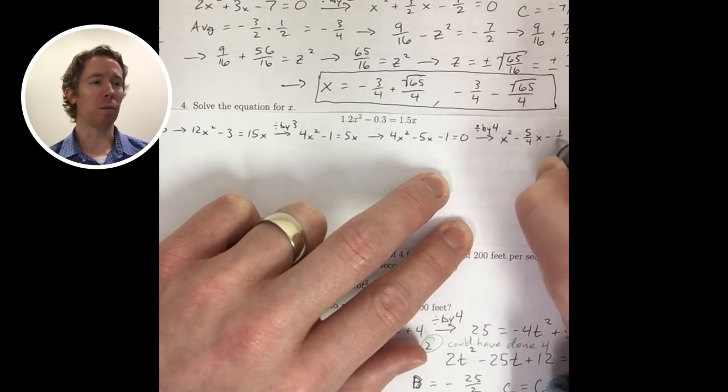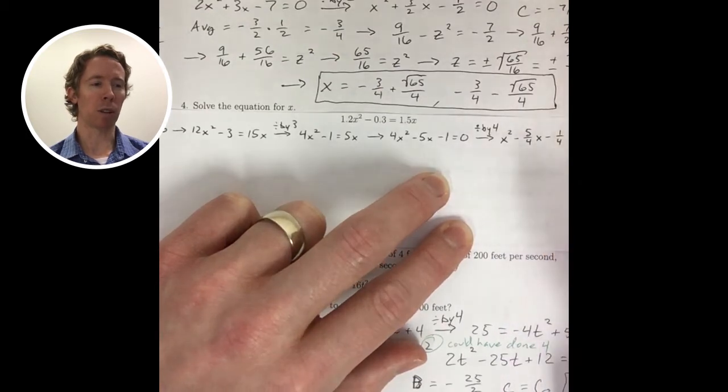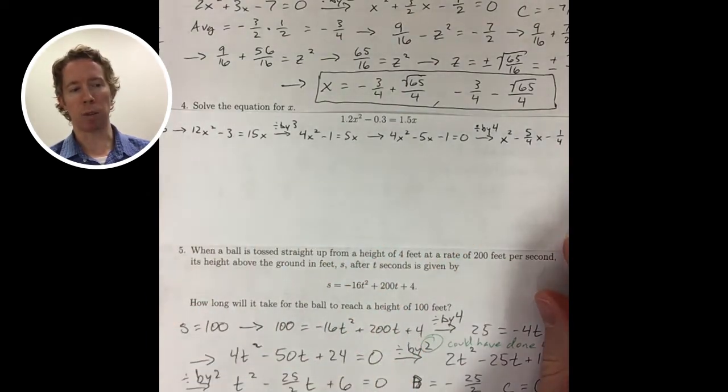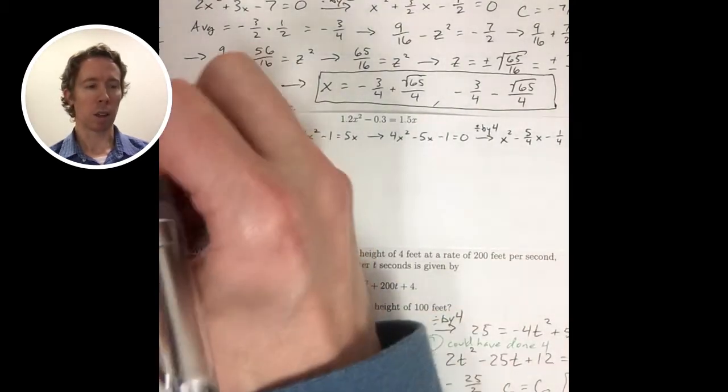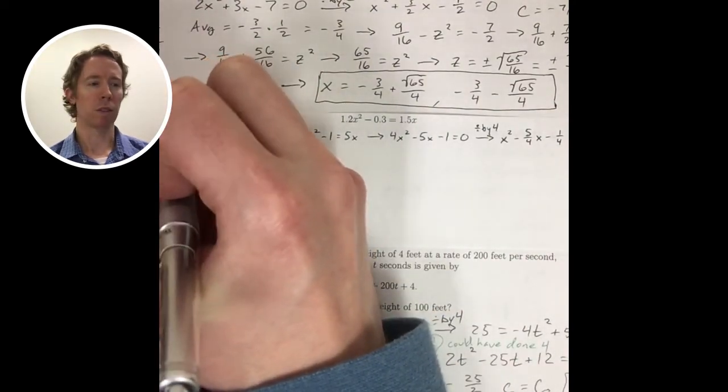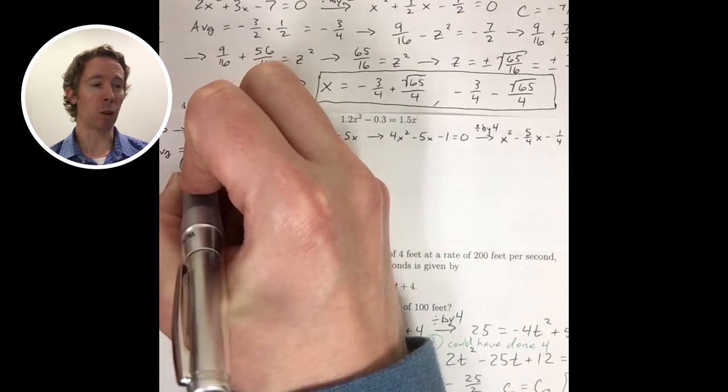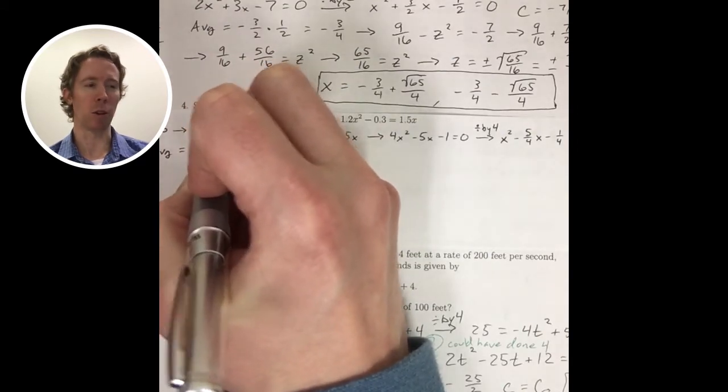I actually messed this problem up the first time I worked it because I didn't divide by that leading coefficient. And so I just got incorrect answers because I used -5 for b and -1 for c because I didn't divide by 4 to start out with. So if you don't divide by that leading coefficient, you'll just get wrong answers.